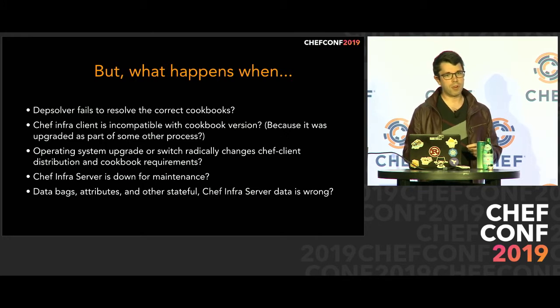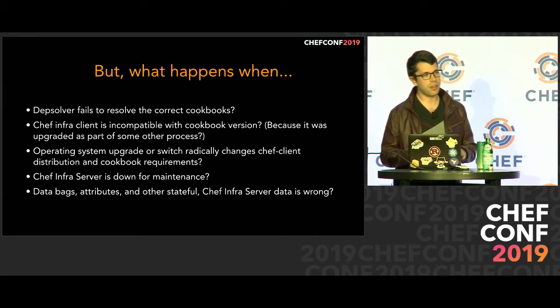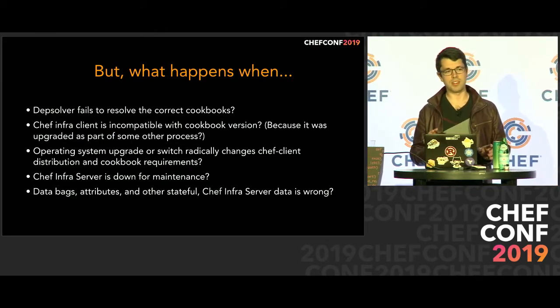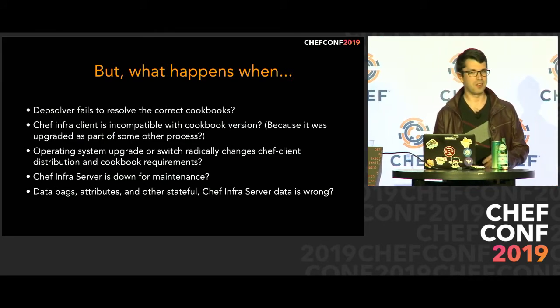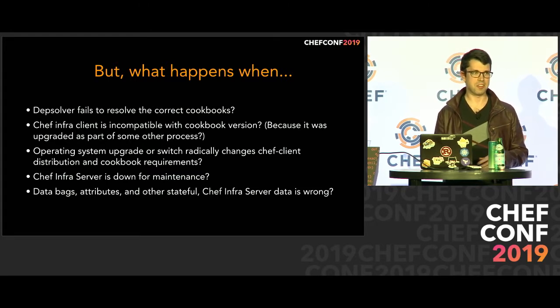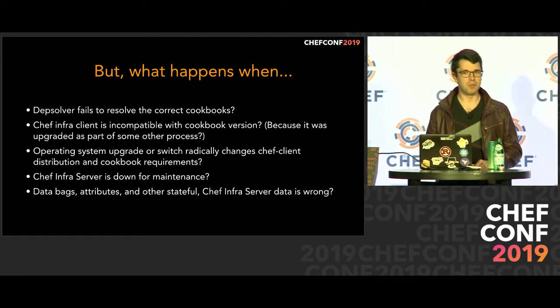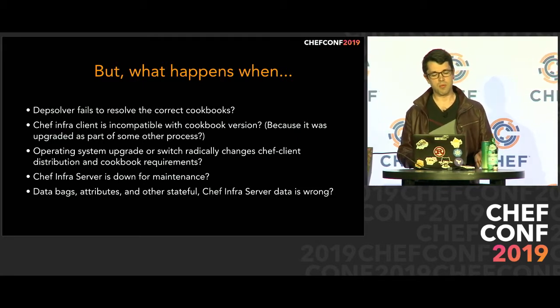And what if data bags, attributes, and other stateful data that's on the Chef Infra server get modified in place? Like we give someone a knife and they just so happen to change something on the Chef server without checking it into source control, and we don't really have a pipeline set up. What happens then? Well, I'll tell you what happens: our nodes go down and things blow up. Hopefully they fail in a graceful way, and the Chef client just starts sending failure reports up.